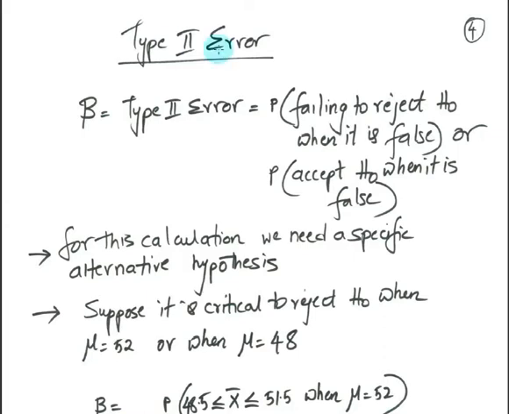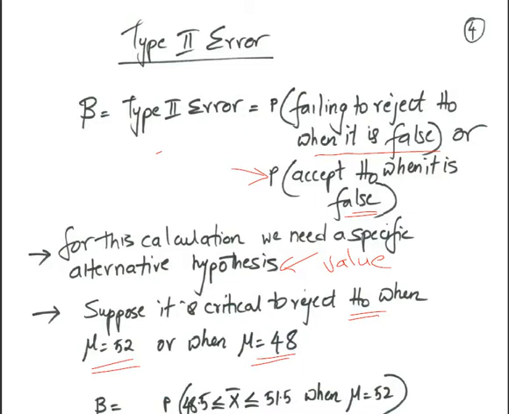Type 2 error is when you are failing to reject the H naught when it is false. So which means you are accepting the H naught when it is false. So for this calculation we obviously need an alternative hypothesis, a specific value. Suppose that it is critical and important to reject the null hypothesis when mu happens to be 52 or when mu happens to be 48.